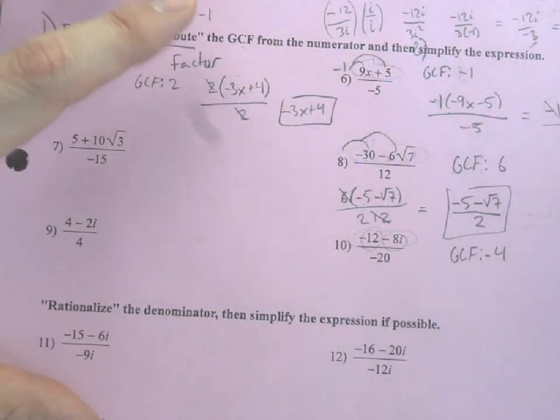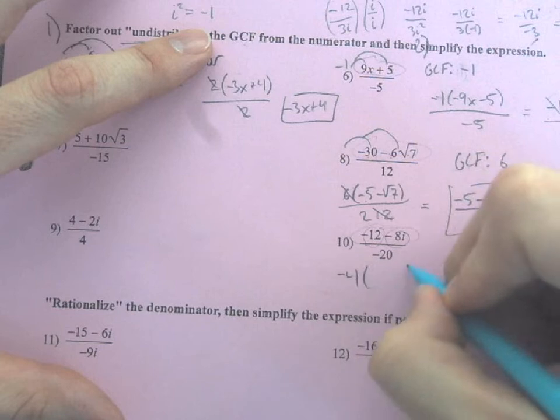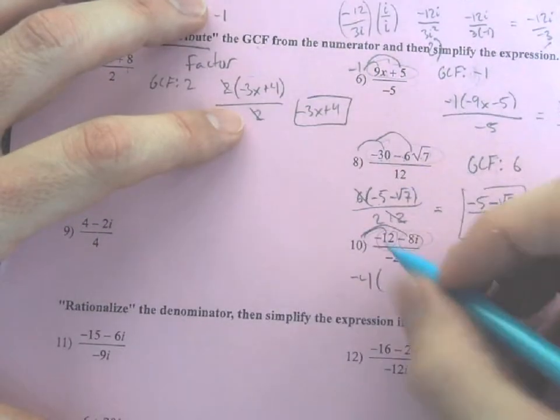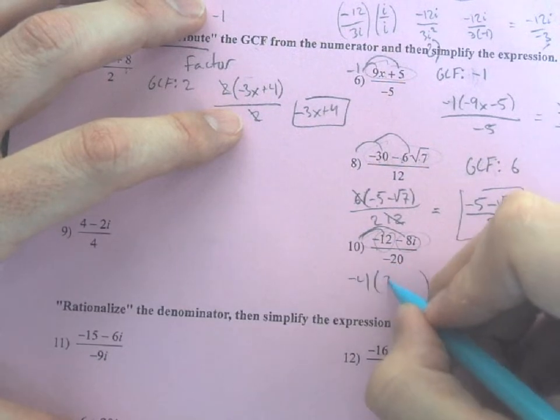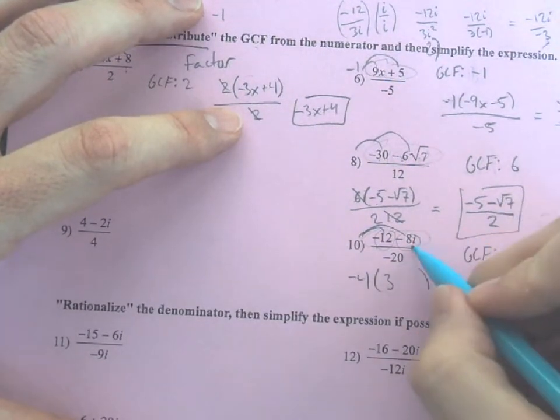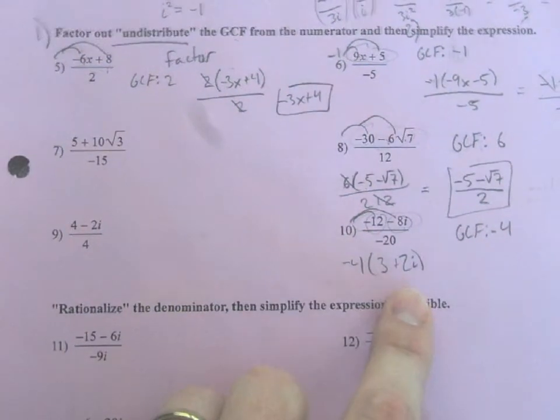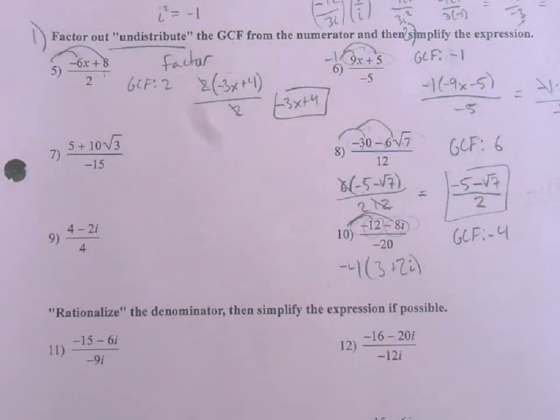All right, so we're going to take out a negative 4. We're going to undistribute a negative 4 from both of these terms. So that's kind of like dividing out a negative 4. Negative 12 divided by negative 4 is 3. Negative 8 divided by negative 4 is 2. Okay, positive 2, so we're going to have a plus. But don't forget that the second term had an i in it.